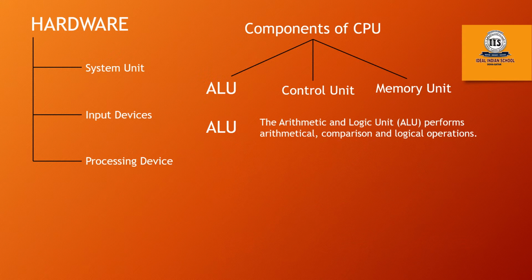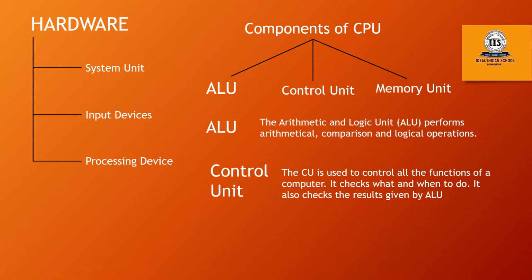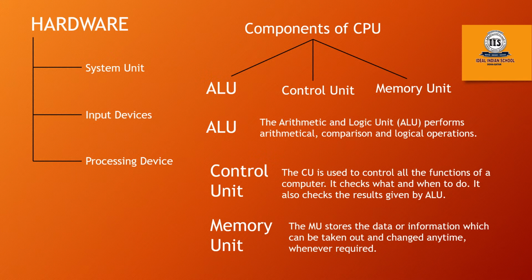The second component of CPU is control unit. The CU is used to control all the functions of a computer. It checks what and when to do. It also checks the results given by ALU. The third CPU component is the memory unit. The memory unit stores the data or information which can be taken out and changed anytime whenever required.